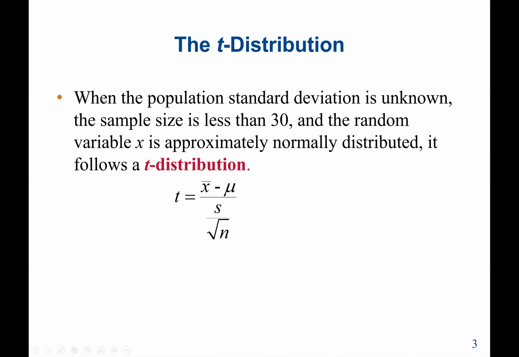So again, the condition here is when the population standard deviation is unknown and the sample size is less than 30, then the random variable x is approximately normally distributed, and it follows a t-distribution. So t is equal to the sample mean minus the population mean divided by the standard deviation of the sample divided by the square root of the sample size. Now, the critical values of t are denoted by tC.